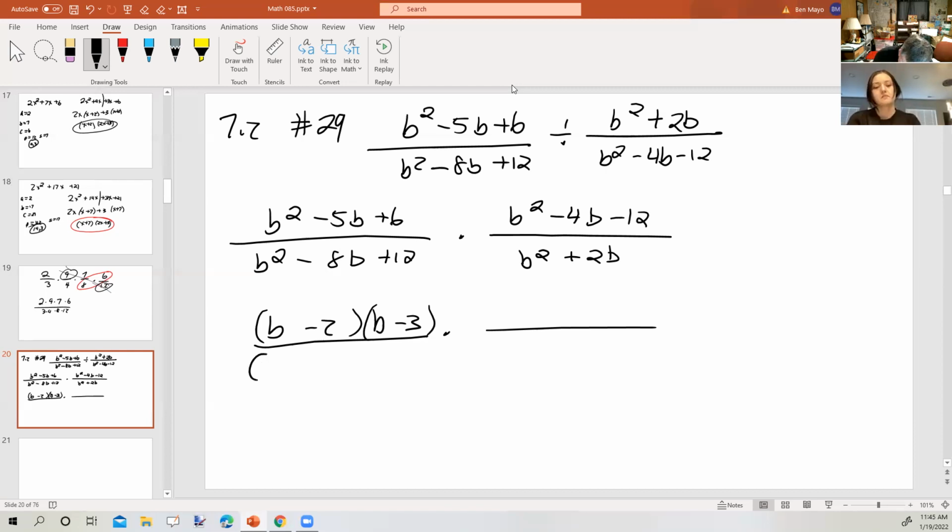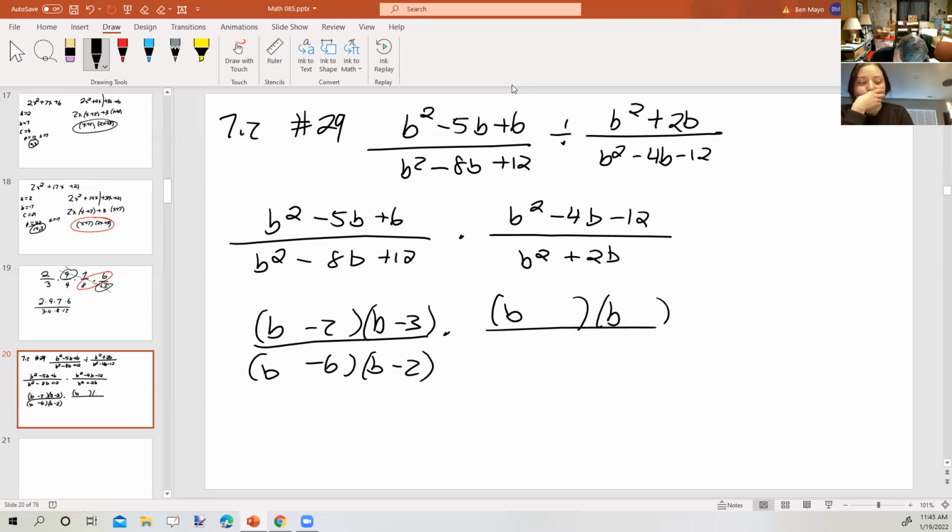Okay. Denominator. Product is 12, sum is -8. -2 and -6. -2 times -6 is +12, and -6 plus -2 is -8. B squared minus 4b minus 12.